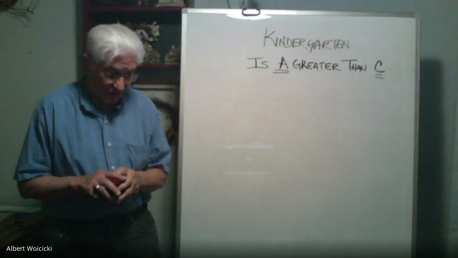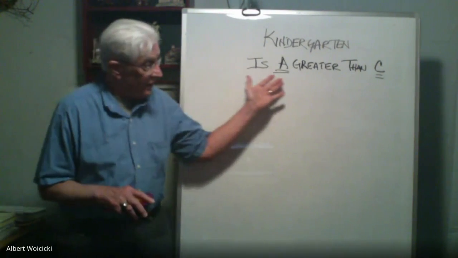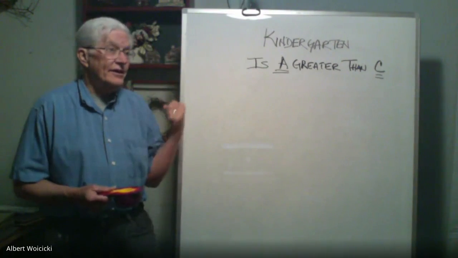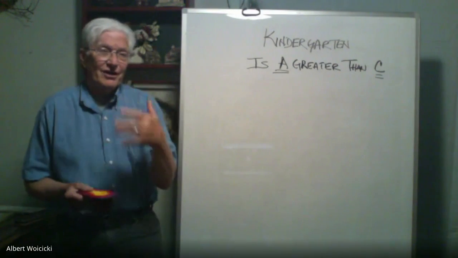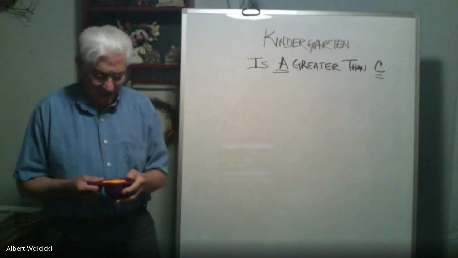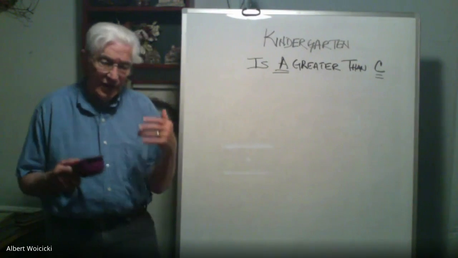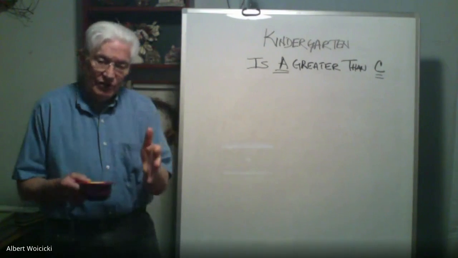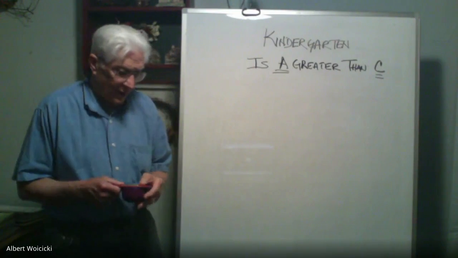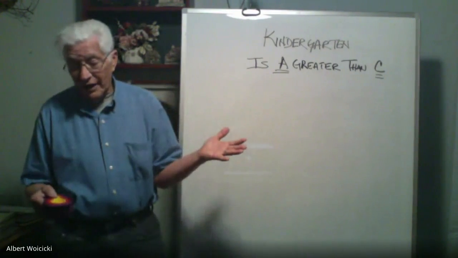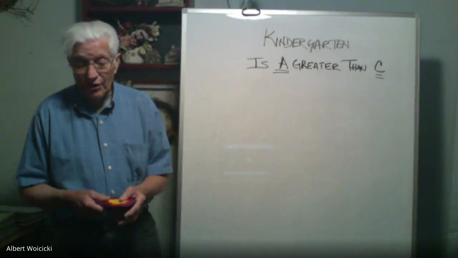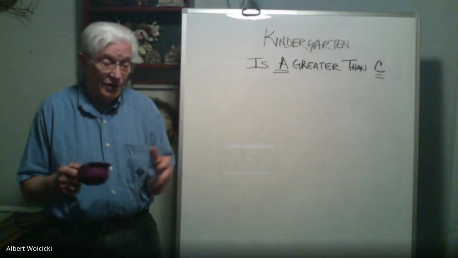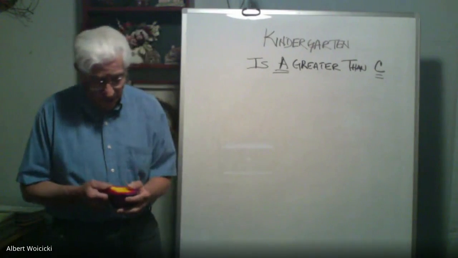We've been doing a lot of stuff having to do with kindergarten, and today is our last one having to do with kindergarten. I call it, is A greater than C? And I think it's one of the most interesting of all. It's something that you teachers can try at the very beginning of the year, in the middle of the year, and at the end of the year. If it works at the beginning of the year for everybody, then you don't have to do it again. But if you have a split in the beginning of the year, then you can change it. And it's a very simple thing.